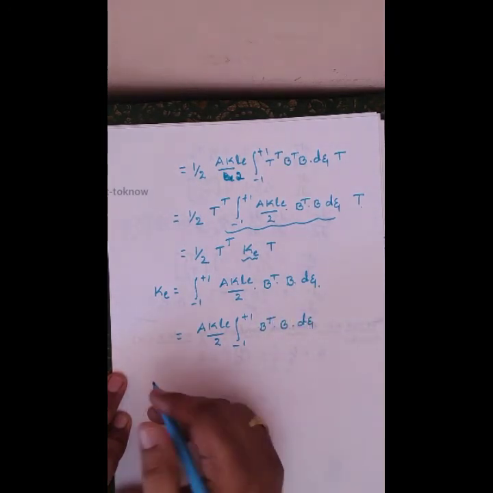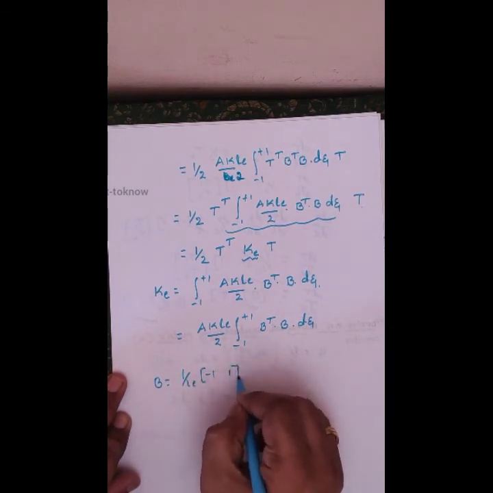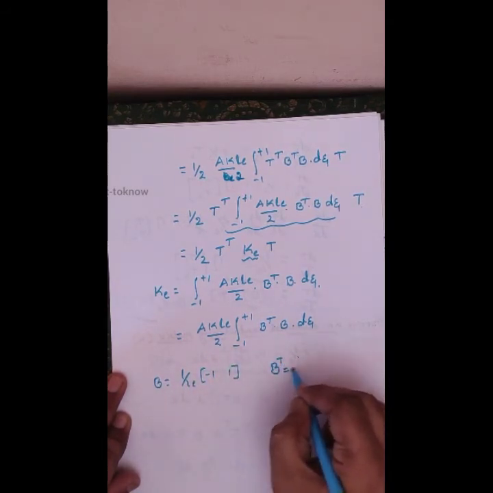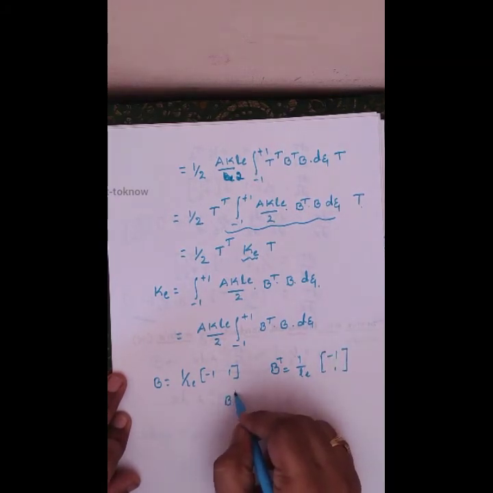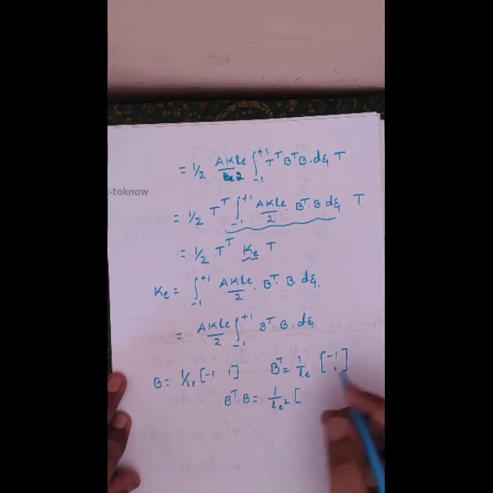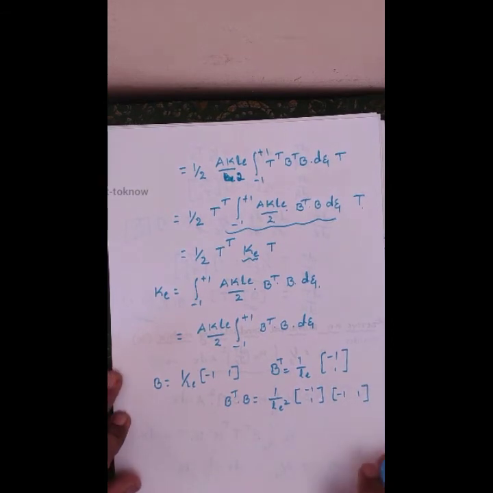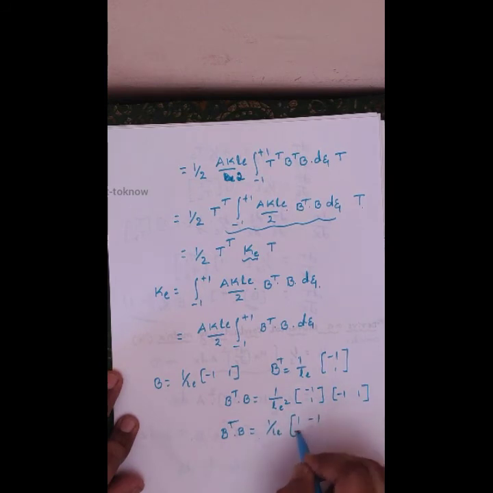What are B transpose and B? B is equal to 1 by LE, minus 1, plus 1. B transpose is 1 by LE, minus 1, 1. What is B transpose into B? It is 1 by LE square, with one column being minus 1, plus 1, and the other also minus 1, plus 1. If you multiply it, you get B transpose into B equal to 1 by LE square, times the matrix 1, minus 1, minus 1, 1.